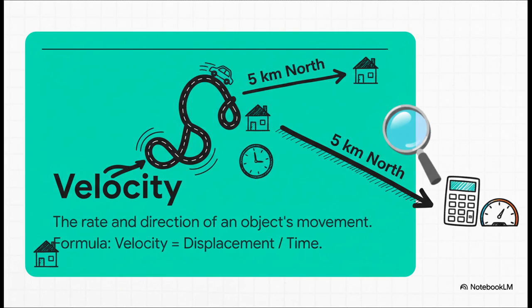Now let's look at the velocity for that exact same trip. Even though you were driving like crazy for 2 hours and covered 100 kilometers, your final destination, your friend's house, was only 5 kilometers north of where you started. So your displacement is actually tiny, and your velocity is that displacement divided by time. So it's just 2.5 kilometers per hour north. You were really busy, but you weren't actually getting away from home very fast.